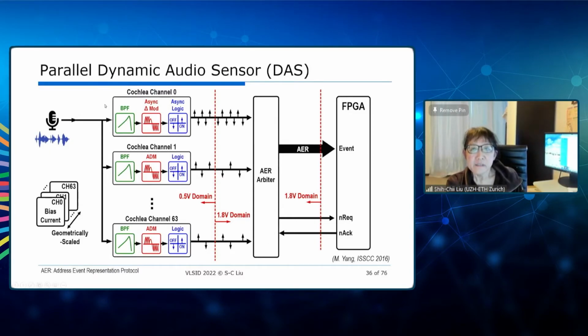Now, the lovely thing about this chip here, which was done by Minhao Yang, is that the analog front end operates under 0.5 volts, and he could get the power consumption down to 55 microwatts for the 2 ears of 64 channels. So it was really quite a nice low power cochlea.